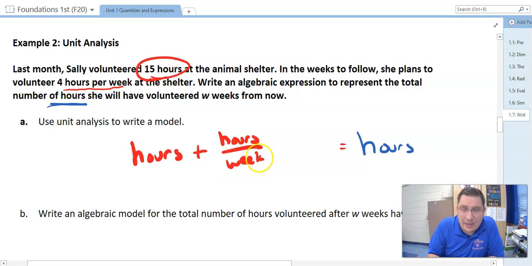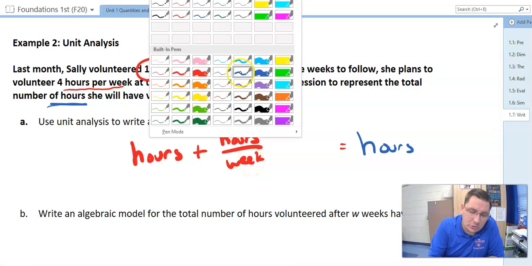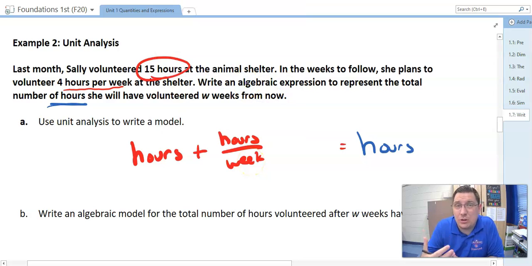Well, right now, I've got hours per week. And the other thing to remember is that to be able to add or subtract anything together, the units have to be the same, just like terms. So how can I get rid of the weeks down here? Go back to what we did in section 2 in dimensional analysis. What's going to cancel the weeks? Multiplying this by weeks. And so this will cancel this, and we get hours in the end.